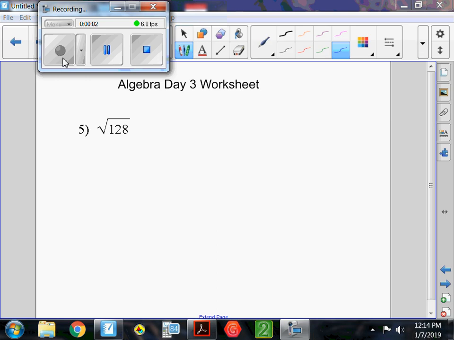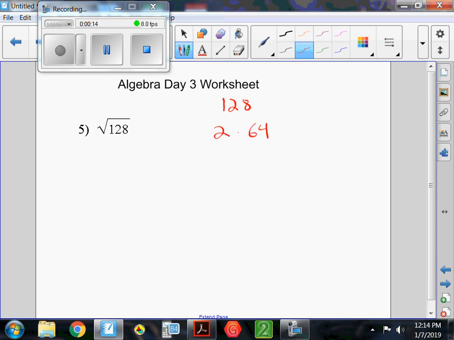This is the Unit 7 Algebra Day 3 worksheet, number 5. Simplify the square root of 128. 128 has different factors that can work. 128 is made up of 2 times 64. 128 could also be 4 times 32. 128 could be 8 times 16.